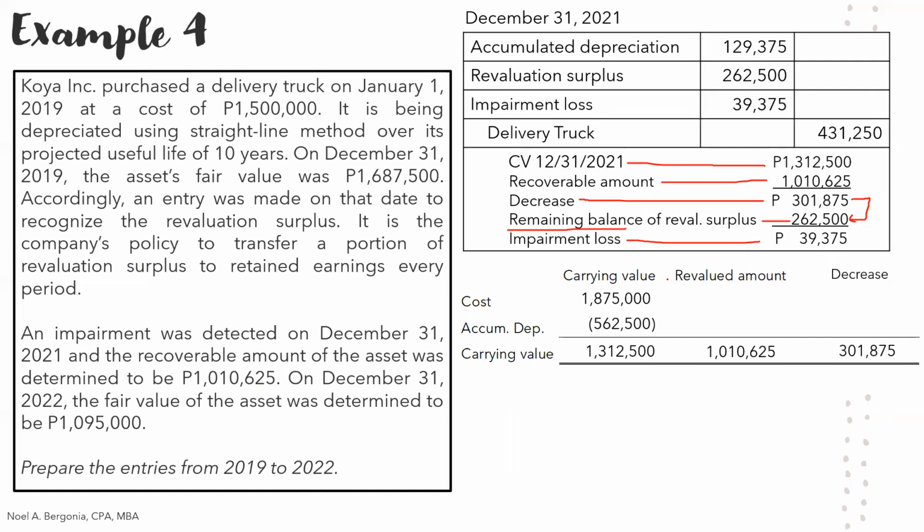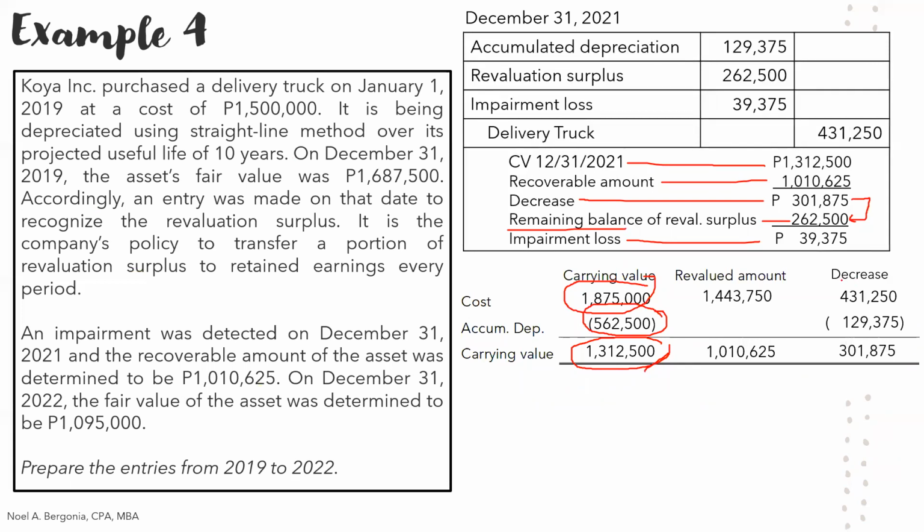So proportionate mo rin ulit yung decrease para makompleto natin yung entry. So the costs over the carrying value times the decrease. So that would be a relative decrease to our cost na 431,250. Then, as to the accumulated depreciation na 562,500 divided by the carrying value, okay? Multiply it with our the decrease na 301,875. So it was a decrease in the accumulated depreciation na 129,375.